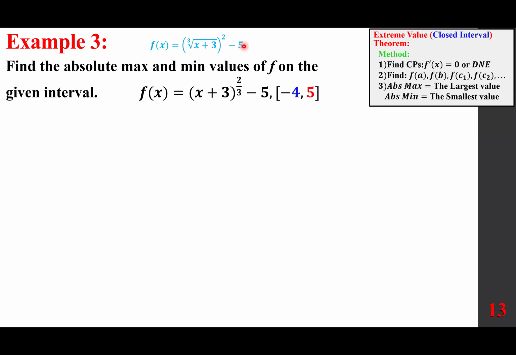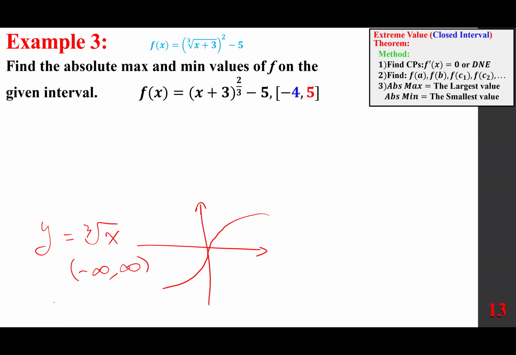This is a cube root function, essentially. Just reminding you, y equals cube root of x, the graph looks like that with the domain of negative to positive infinity.